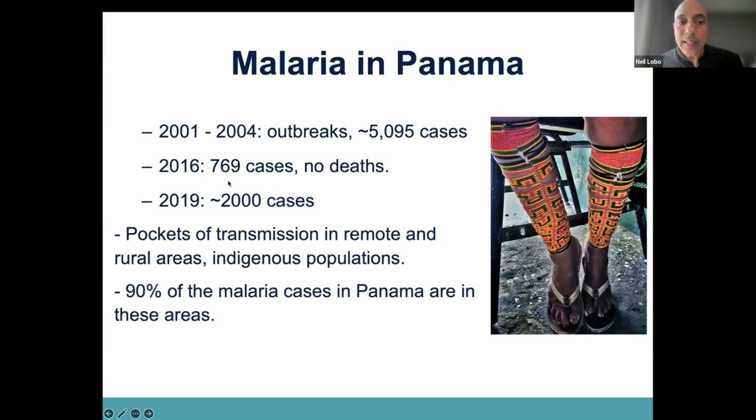And 2016, it went down even further. They were at about 769 cases and no deaths, which is really good. In 2019, it went up to about 2,000 cases. There were pockets of transmission in remote areas, usually with indigenous populations. And 90% of malaria in Panama were in these areas. On the right, we have a picture of a local indigenous woman there, that they had these really beautiful beaded leg decorations. I'm not sure what to call them, anklets, but they're not anklets. They're really beautiful.